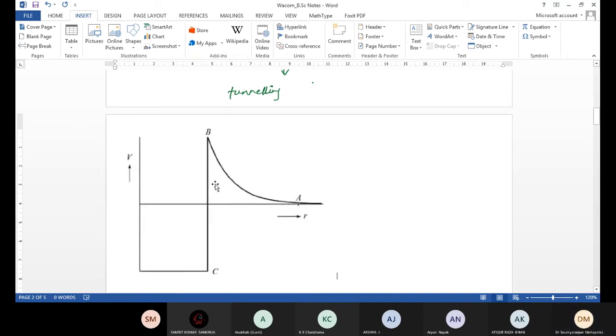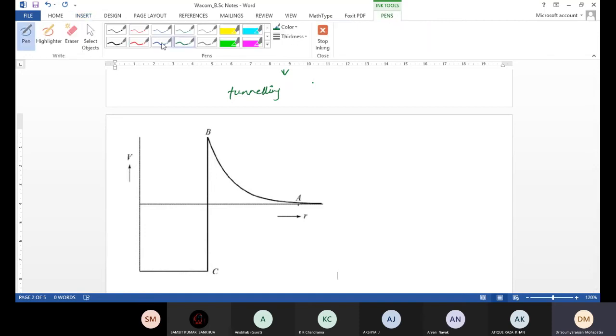Like this. Okay. So if you see this figure, what does it tell you? From B to A, this is R. R means the range. And this is the potential. So from A to B, what is happening? As R is decreasing, potential is increasing. That means this is the electrostatic repulsion case of the alpha particle as it approaches the nucleus.